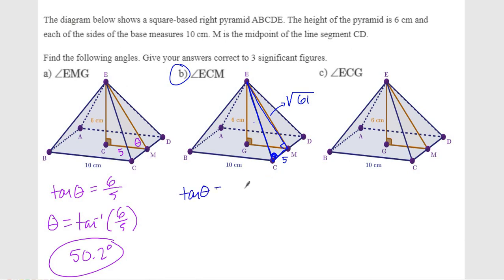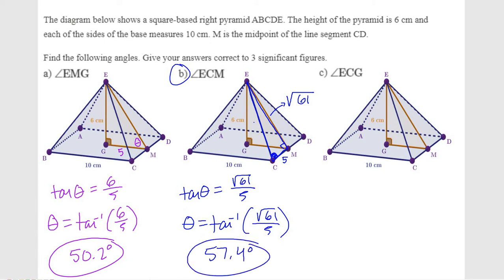Tangent of that angle is going to be the square root of 61 over 5. So our angle is arctangent of square root of 61 over 5, which is, I believe, 57.4 degrees. Okay? And the last one is angle ECG. So angle ECG is this angle right here. So try to envision this right here.